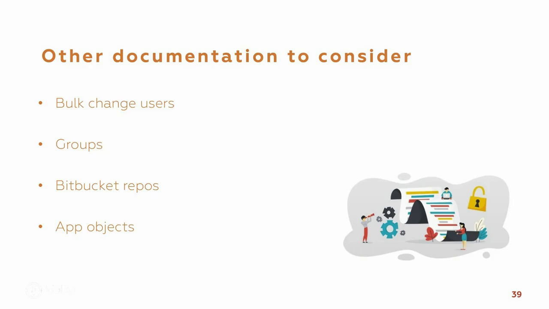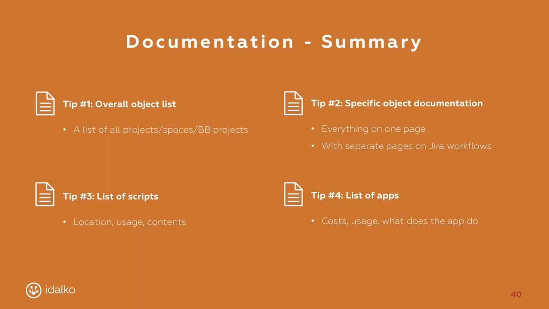So these are the 4 areas of documentation we recommend to implement: an overall object list, specific object documentation, a list of scripts, and a list of apps. We also shouldn't forget the main governance document and the help desk questionnaire whenever someone requests a new object to be created. It might seem hard to document everything at first, and honestly, yes, it does take time.